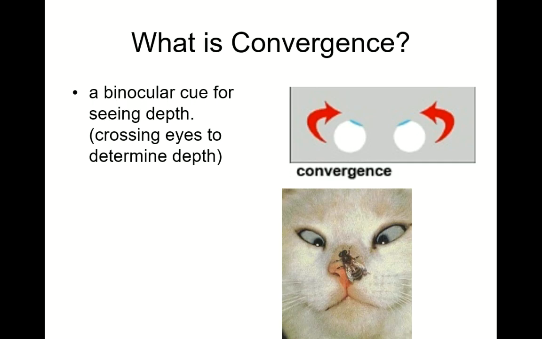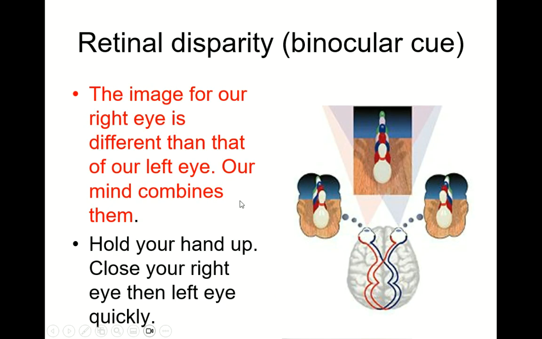So how far you cross your eyes will tell you how far away something is. Write down the red. Retinal disparity. Retinal, think of the retina as in the back of the eye. Disparity means difference. In economics, we talk about economic disparity, like poor versus rich. I don't totally understand this one, but I know what it is. I just don't know why it's a depth cue.